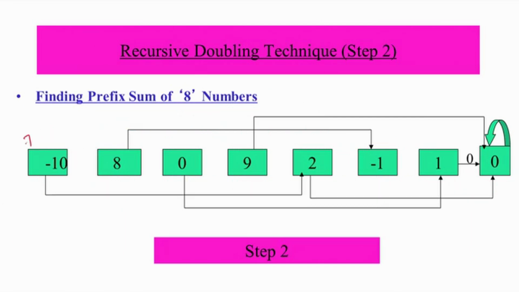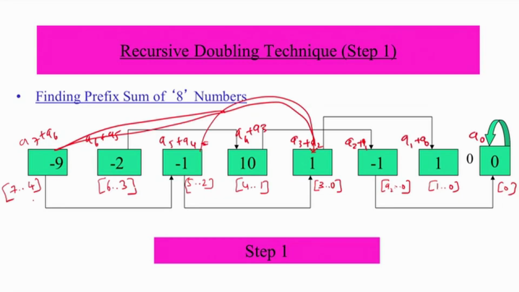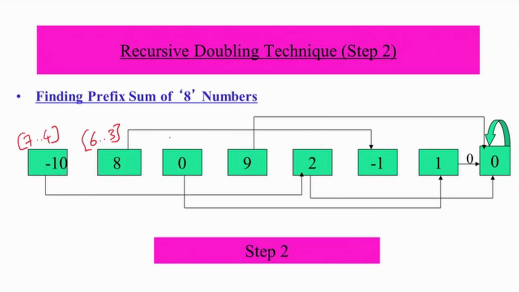This will store 7 to 4, 6 to 3, 5 to 2, 4 to 1, 3 to 0, 2 to 0, 1 to 0 and 0. Okay. This is at the end of step 2, and in the end of step 3 what will happen?